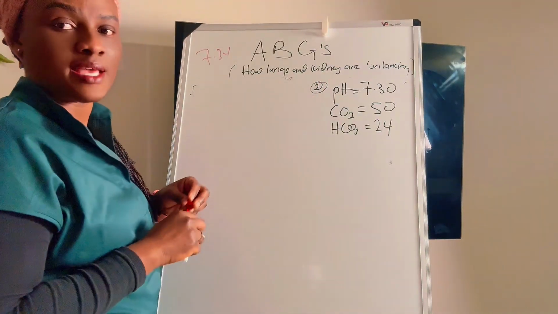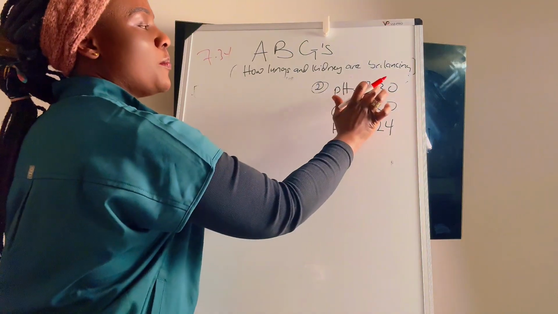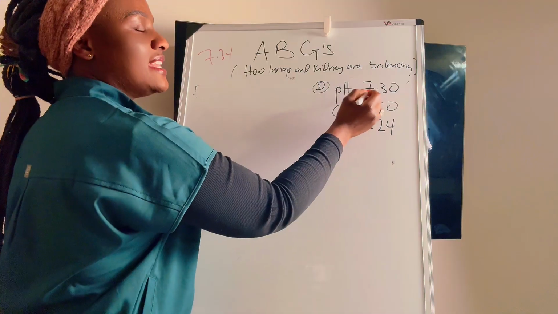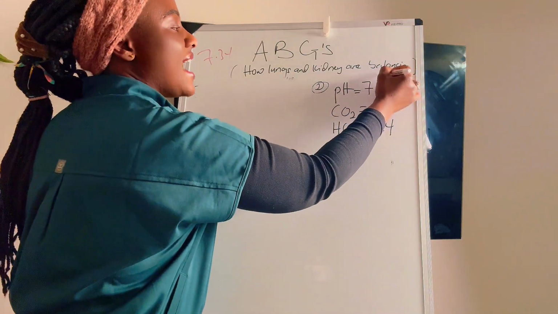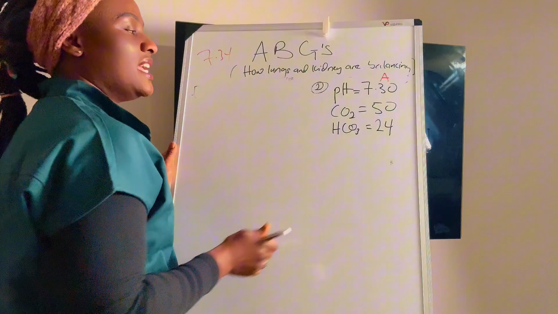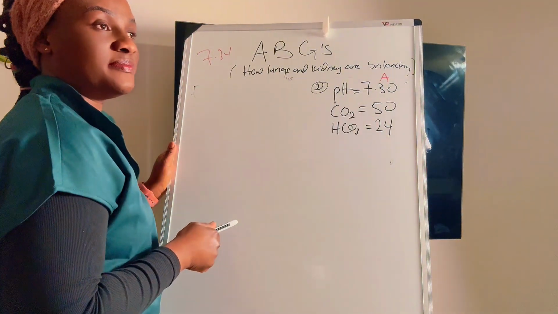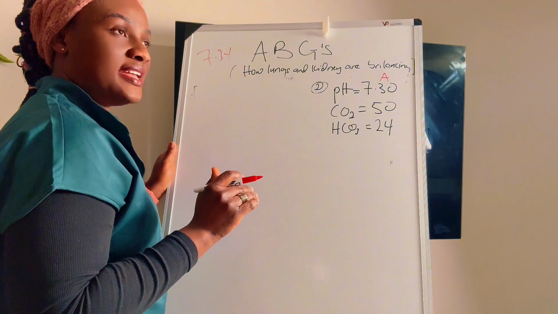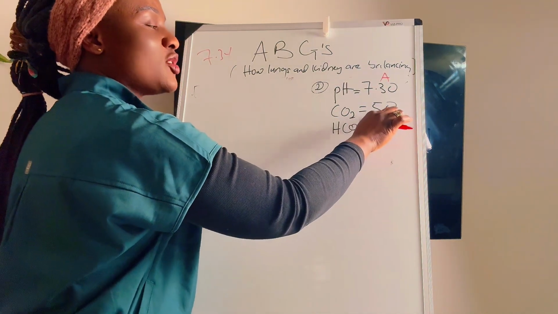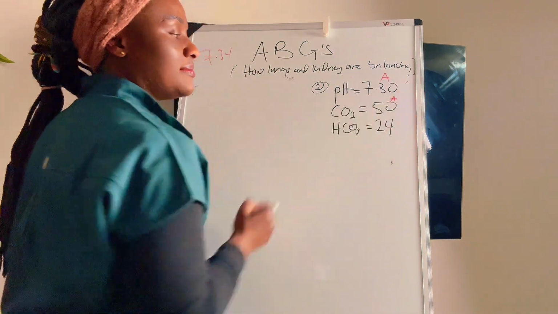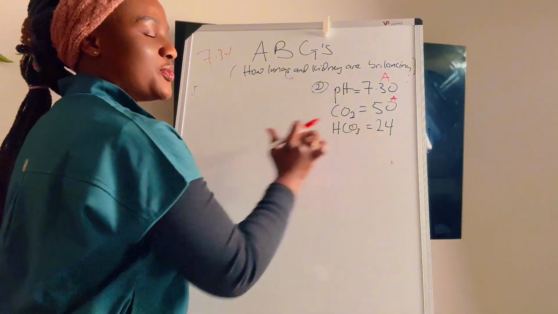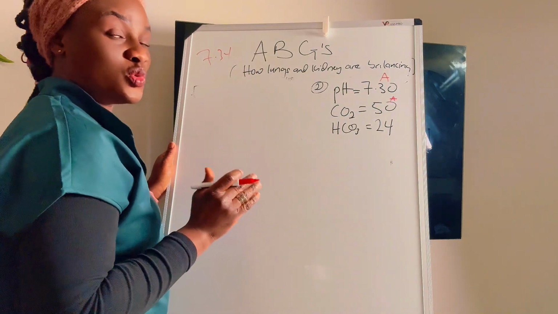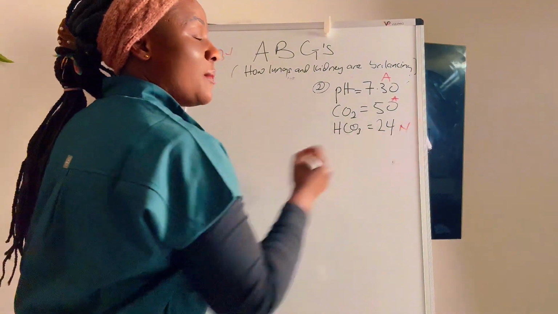Now let's look at the second example. Your pH is 7.30. So 7.30 is making this pH what? It's making it acidic. Now your CO2 is 50. Remember, your CO2 is 35 to 45. So 50 is also making it what? Too acidic. Look at your HCO3. It's normal, because your range is 22 to 26. So this is actually normal.